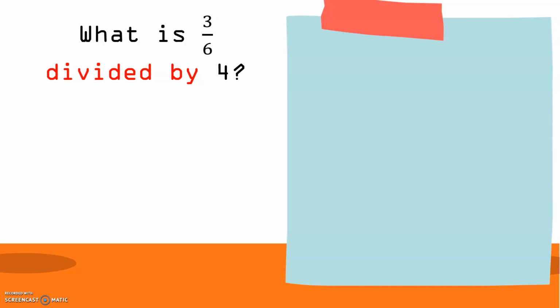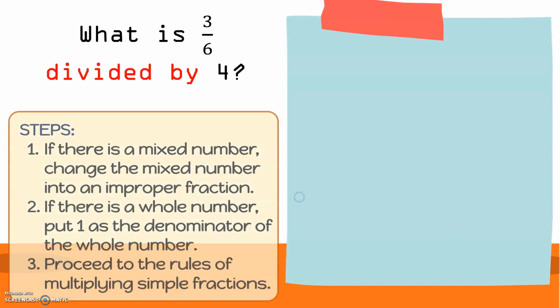Again, for us to divide these numbers, we will follow these steps. So let's have 3/6 divided by 4. So let's multiply 3/6 by the reciprocal of 4. Since 4 is a whole number, it has a denominator 1. So when you get its reciprocal, that will be 1/4. 3 times 1 is 3. 6 times 4 is 24.